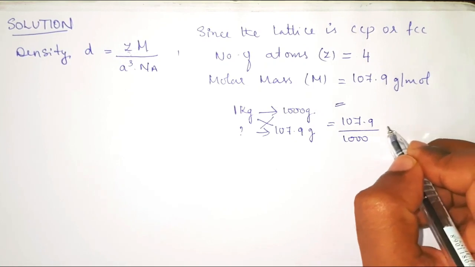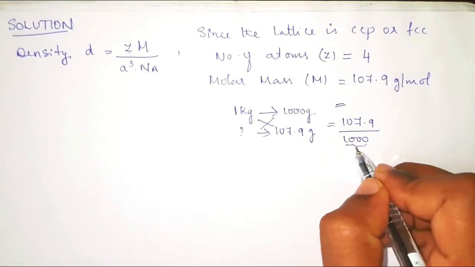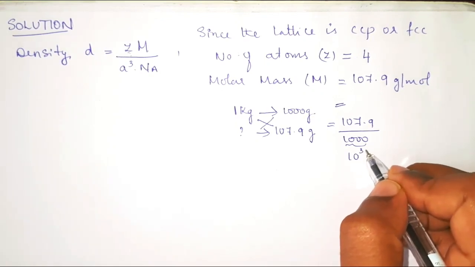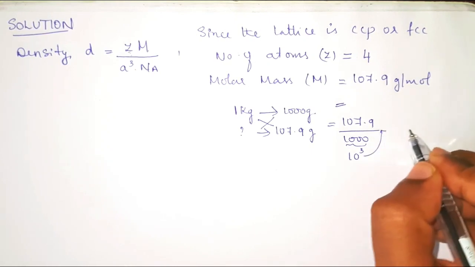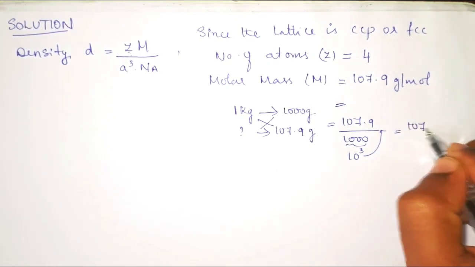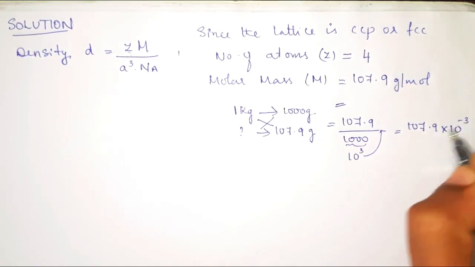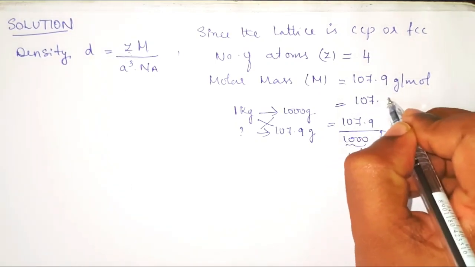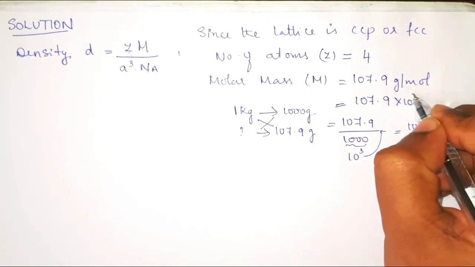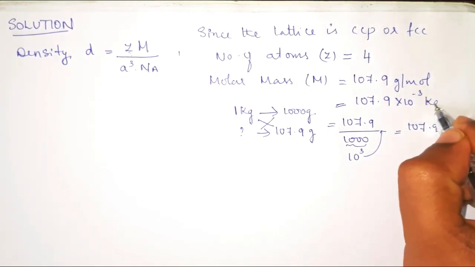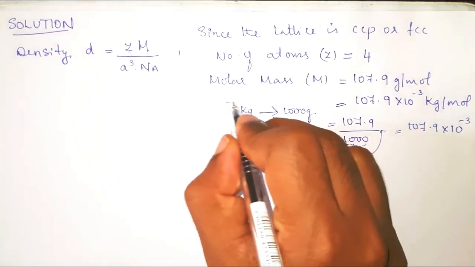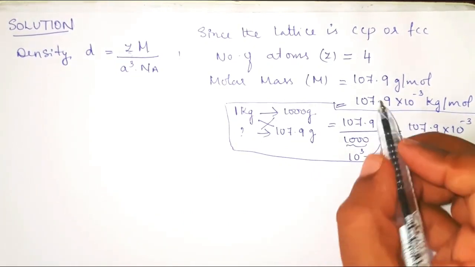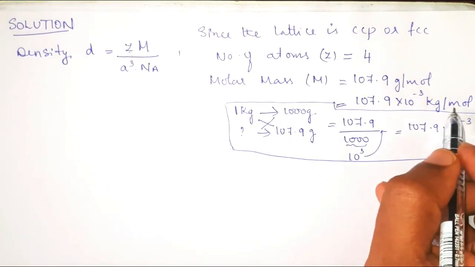Either you can get the value here, or you can write this 1000 as 10 to the power 3. 10 to the power 3 is 1000. So take this 10 to the power 3 to the numerator. Plus 3, when you take it to the numerator, becomes minus 3. So you can write it as 107.9 into 10 to the power minus 3 kilogram per mole. This is just a side calculation. So 107.9 into 10 to the power minus 3 kilogram per mole is what you will get.